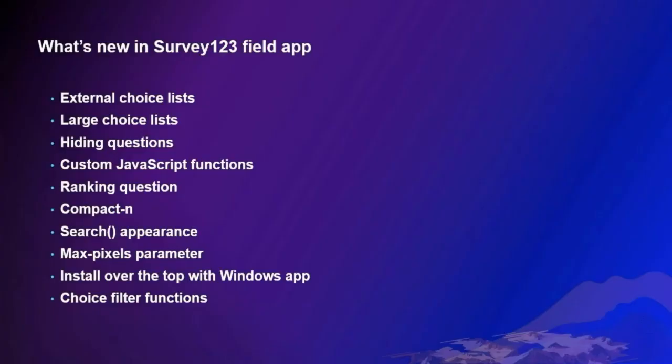There have been a number of updates in ArcGIS Survey123 recently. A big one we've noted and are really excited about is the improvements around choice lists. A few other updates are new workflows to hide questions, custom JavaScript functions and the ability to develop them using the Scripts tab in Survey123 Connect, as well as the ranking question, choice filter functions, and new question types and appearances.